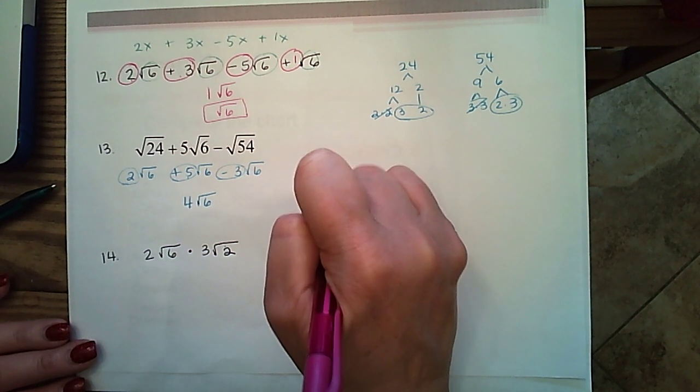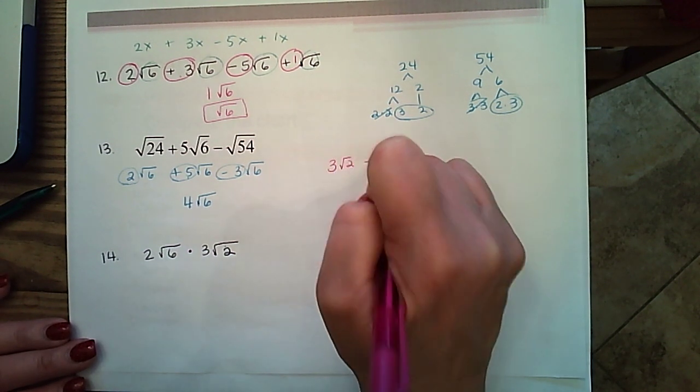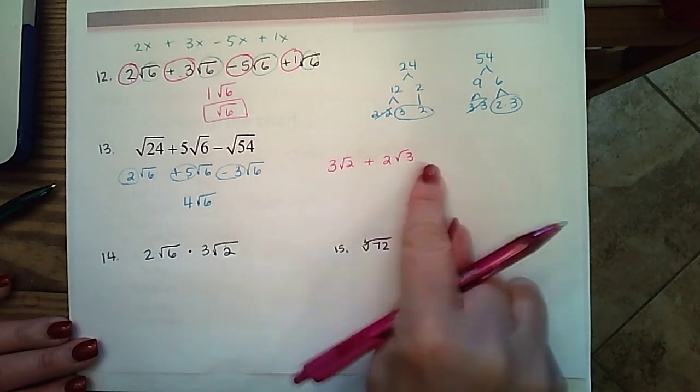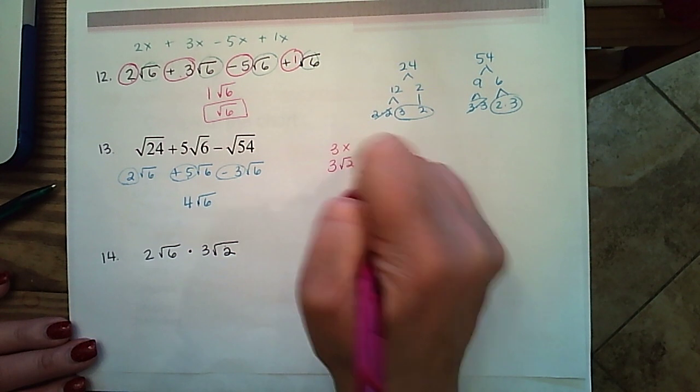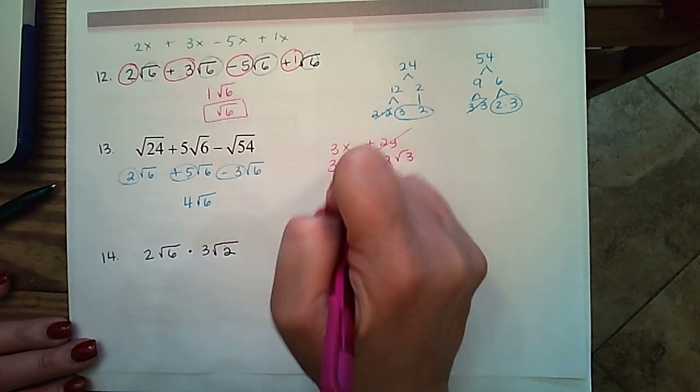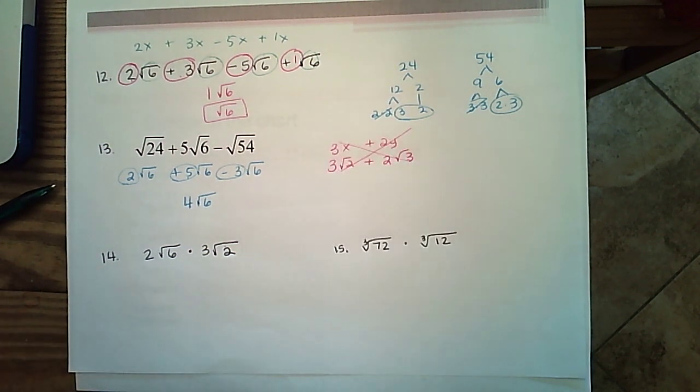If, and this is just an if, I'm going to write it off to the side, if I had a problem that said 3 square roots of 2 plus 2 square roots of 3, they cannot simplify. They cannot go together. It's the same thing as saying 3x plus 2y. Can't go together. They're already in simplest form. Okay, it's only when the radicals match that they can go together.